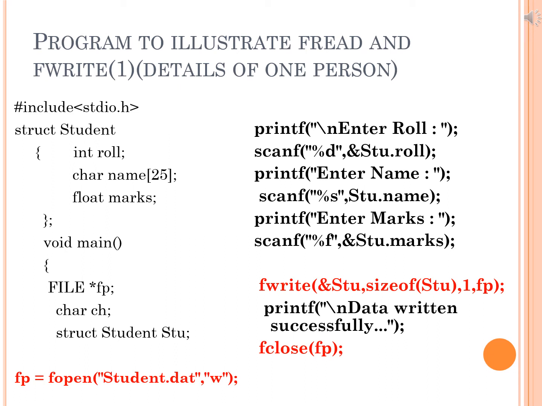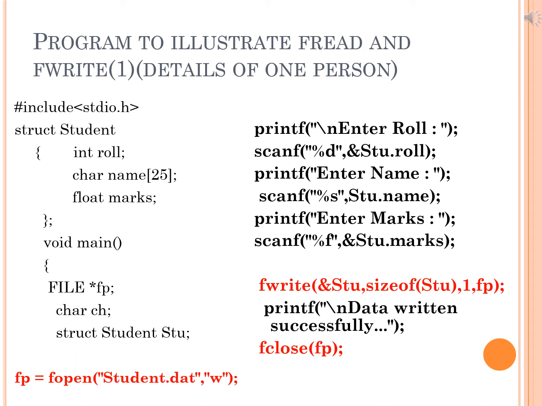We'll see a program to illustrate the operations of fread and fwrite. So you have a structure student with details: roll number, name, and marks. In the main program, you have the file pointer fp, and then you declare a structure variable student stu. Now you open a student.dat file. Unformatted files are opened as .dat files in the write mode.